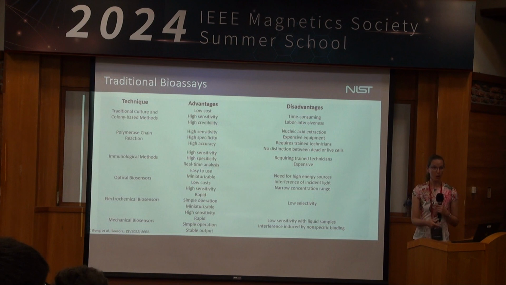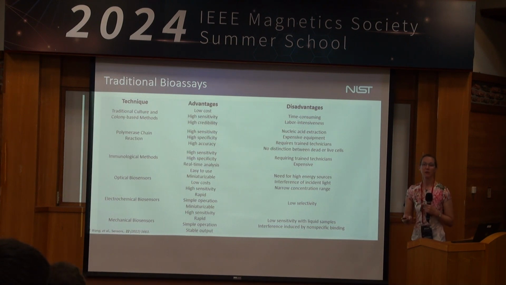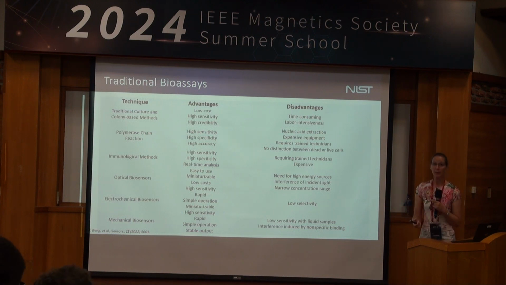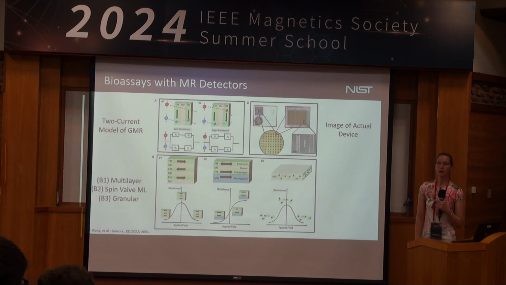So, one of the things that we're looking at is going into doing different kinds of sensors. So this is just kind of a summary of what was before. Other types of sensors that are being used are optical, electrochemical, and mechanical. They all have pros and cons, but this is where my spintronics comes in. I'm going to use GMR. Right? So you've already seen this.